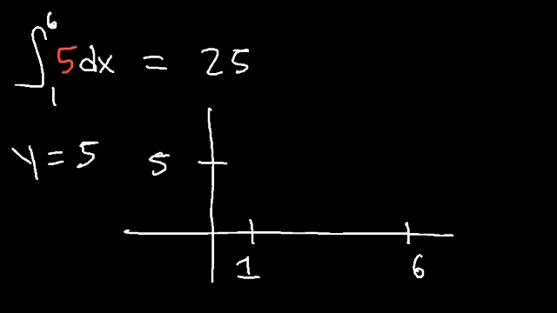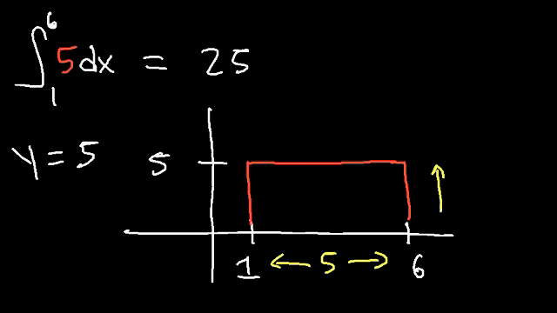So this is basically a horizontal line, and we could turn it into a rectangle. The area of a rectangle is just the length times the width. The length is 5. The width is also 5. 5 times 5 is 25. So basically this is a square. It doesn't look like a square, but it's not drawn to scale.